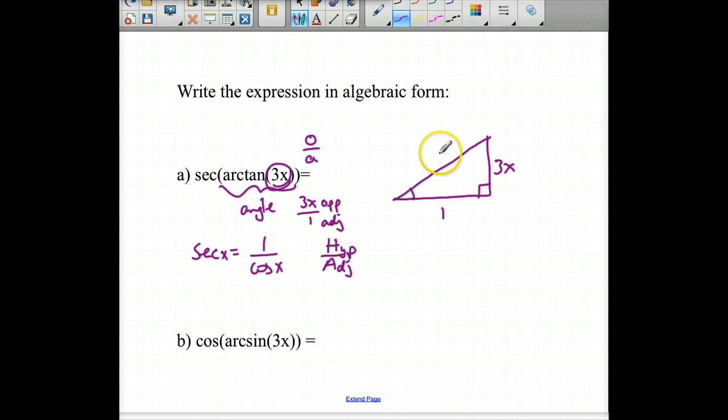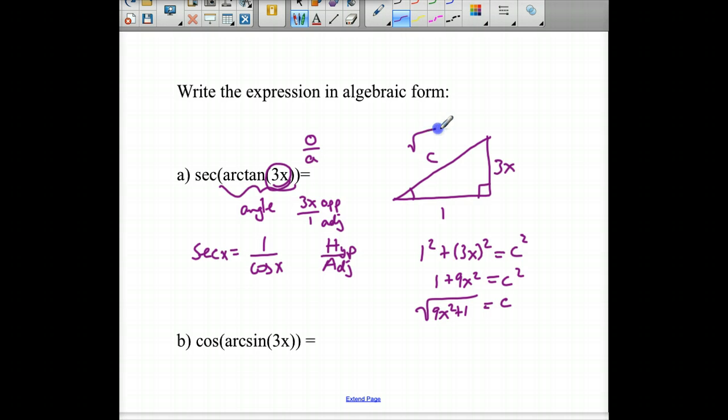So I need hypotenuse over adjacent. So I better find the hypotenuse. So I have a squared plus b squared. Remember to square the whole thing, equals my hypotenuse, c squared. So 1 plus 9x squared equals c squared. So c is the square root of 9x squared plus 1. So now I need hypotenuse over adjacent, so that's this over 1. So that would equal the square root of 9x squared plus 1 over 1.